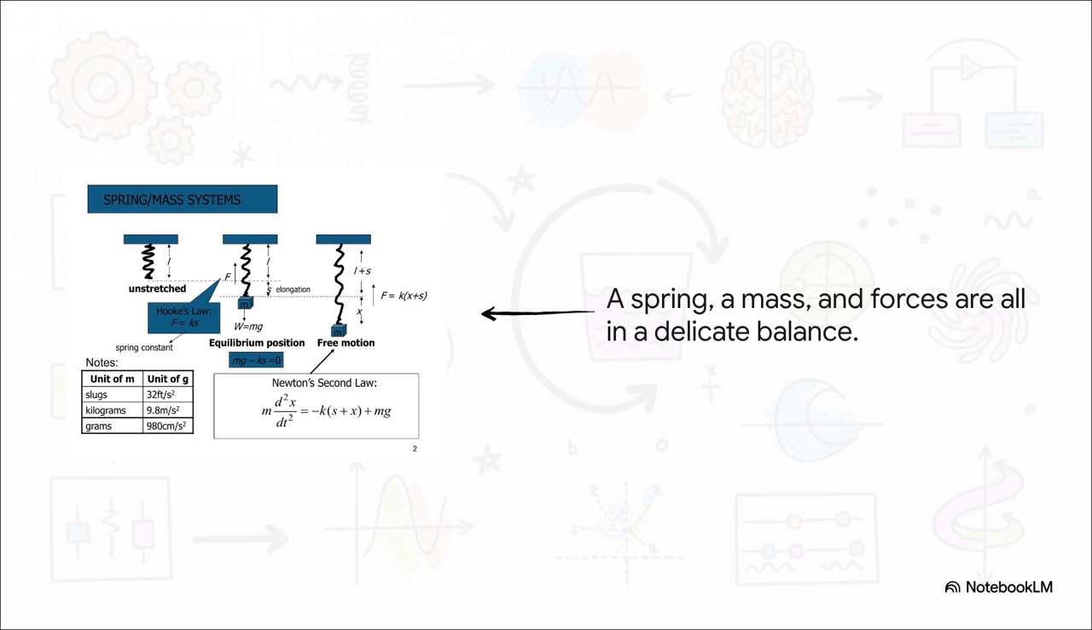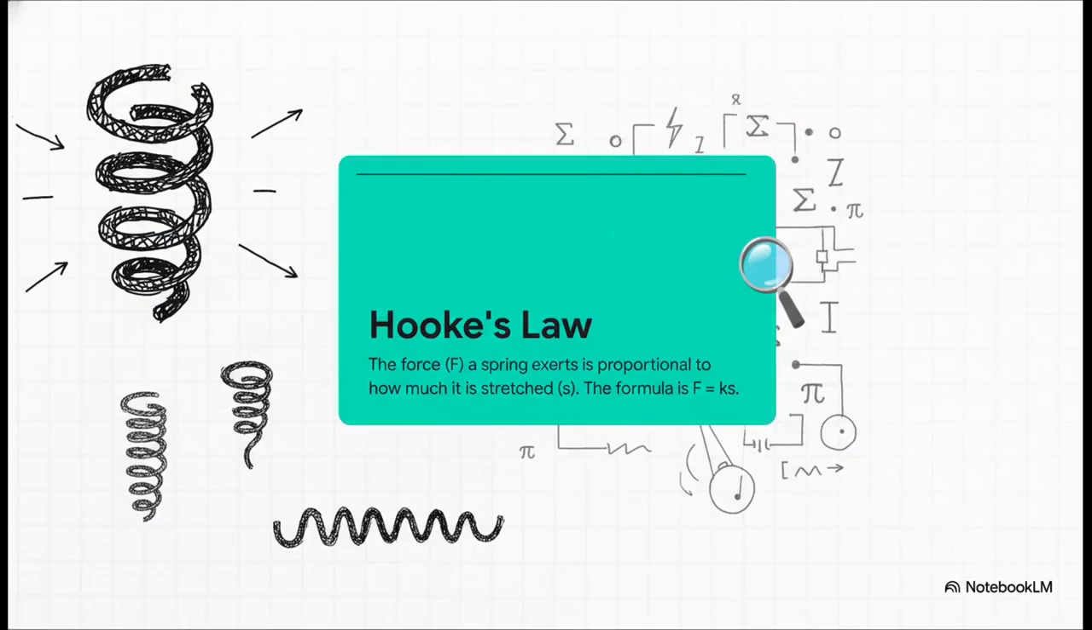All that bouncing we see is really just the spring trying over and over again to get back to that one single point of balance. Now, the secret sauce for how a spring behaves is this wonderfully simple rule called Hooke's Law. All it says is the more you stretch a spring, the harder it pulls back. It's that simple. And that little letter K there, that's the spring constant. You can think of it as the spring's personality. A really high K is a super stiff, tense spring. A low K is a loose, kind of floppy one.